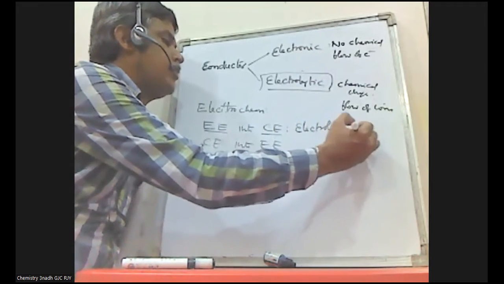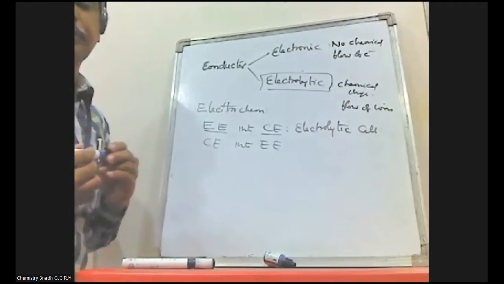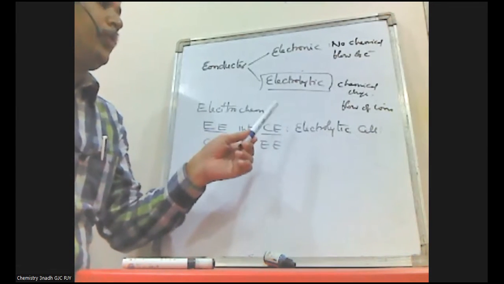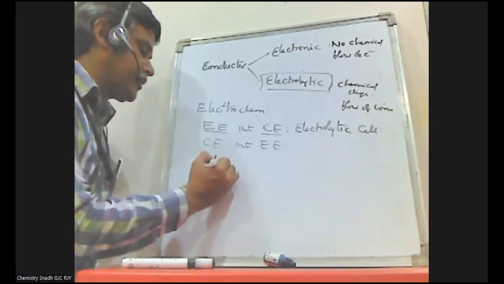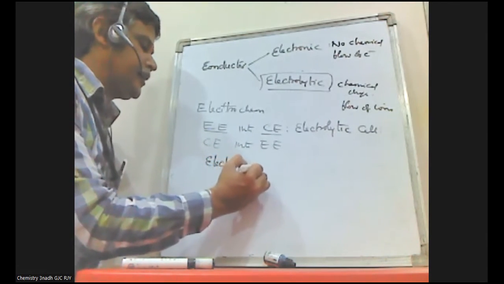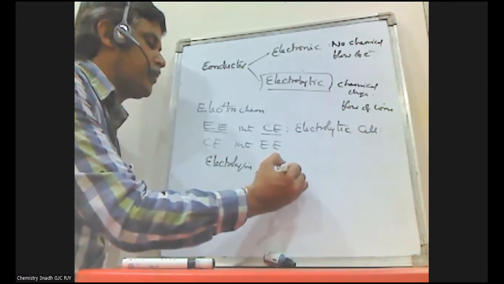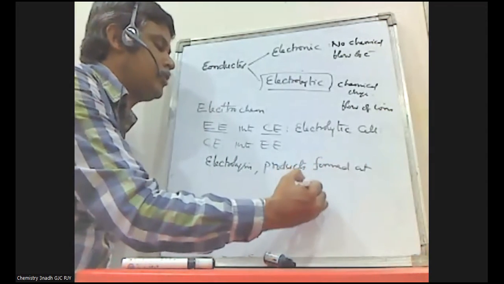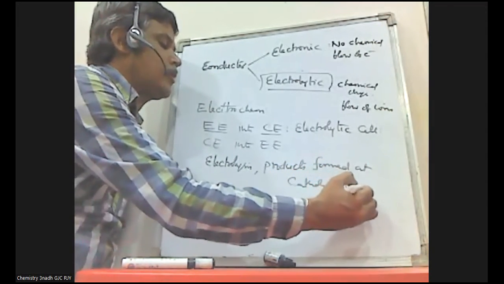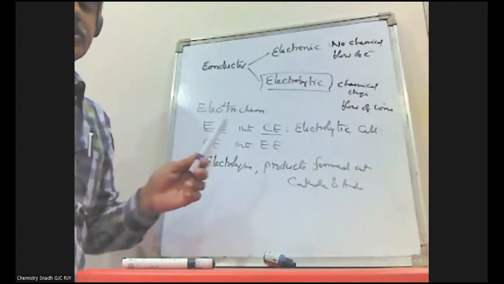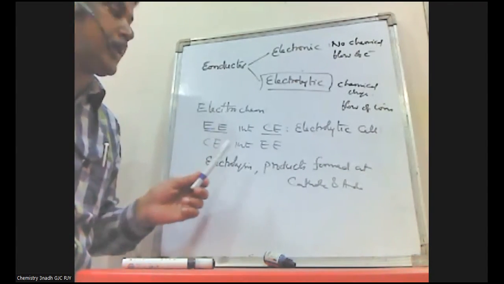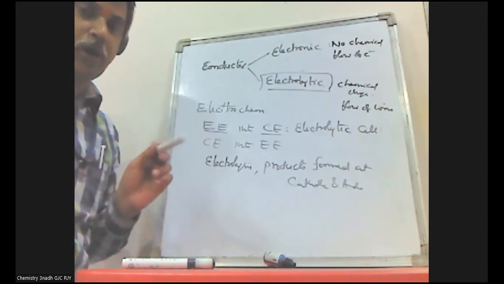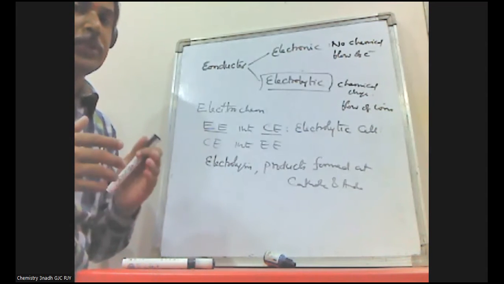We have discussed the construction and working principle of the electrolytic cell in my first three videos. Then we have discussed what electrolysis is and what the products formed at cathode and anode during electrolysis are. Then we have solved some numericals based on Faraday's laws.